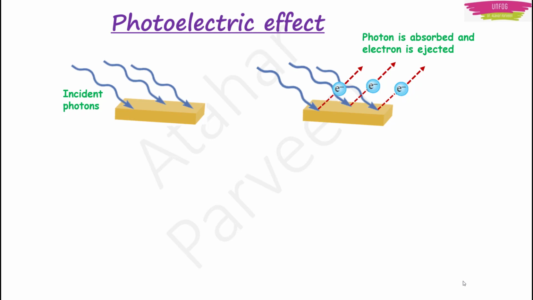Those electrons gain energy from this light. From now onwards, every time I will address light as photon. Okay. That photon's energy is absorbed by the electrons on the surface of the metal, and with that energy, those electrons come out of the metal block. This is known as photoelectric effect. But this will not happen all the time. This will happen under particular conditions.